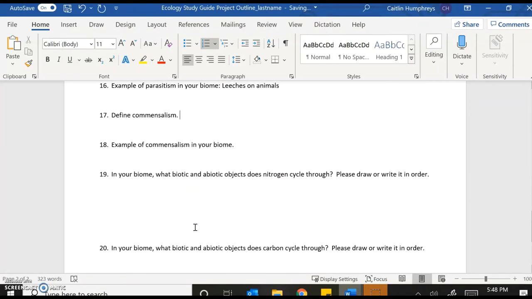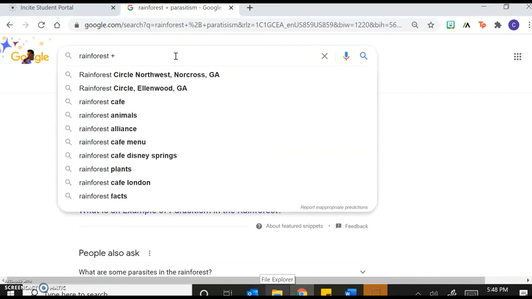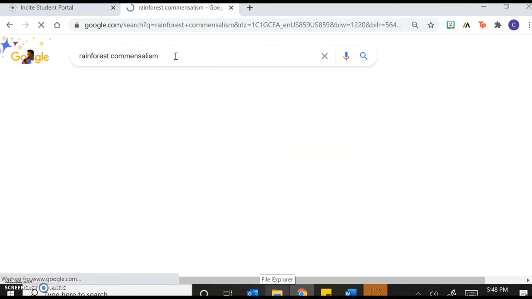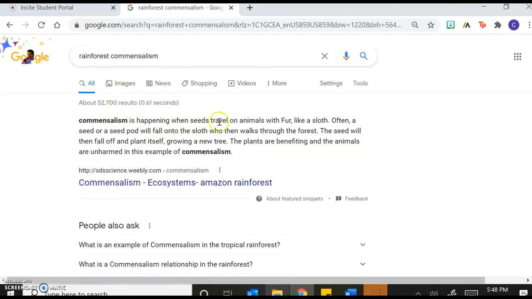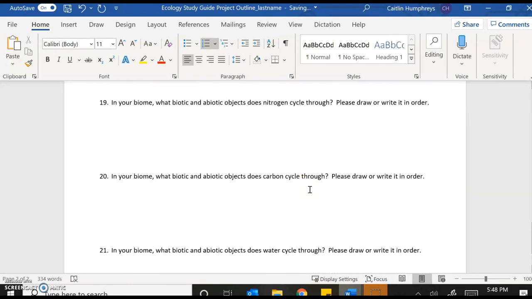And lastly, we have commensalism. Now we know commensalism is where one benefits and one is unbothered, straight chilling. So I'm going to find an example of commensalism. And here we are. The seeds travel on the animals with fur like sloths. So the seeds get to move around and pollinate. The sloths, my sleuths, are unbothered. Unbothered. There we go.